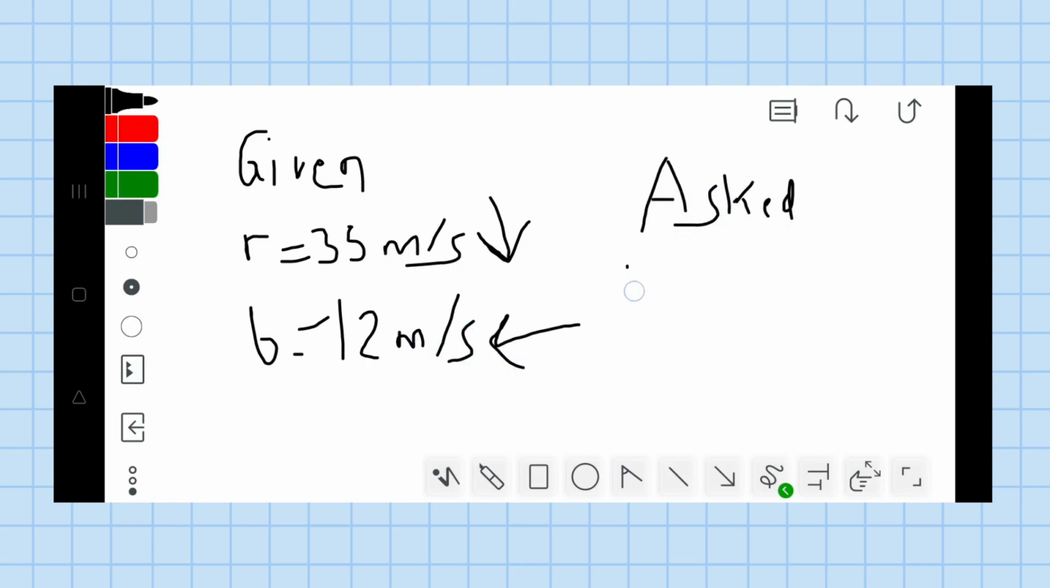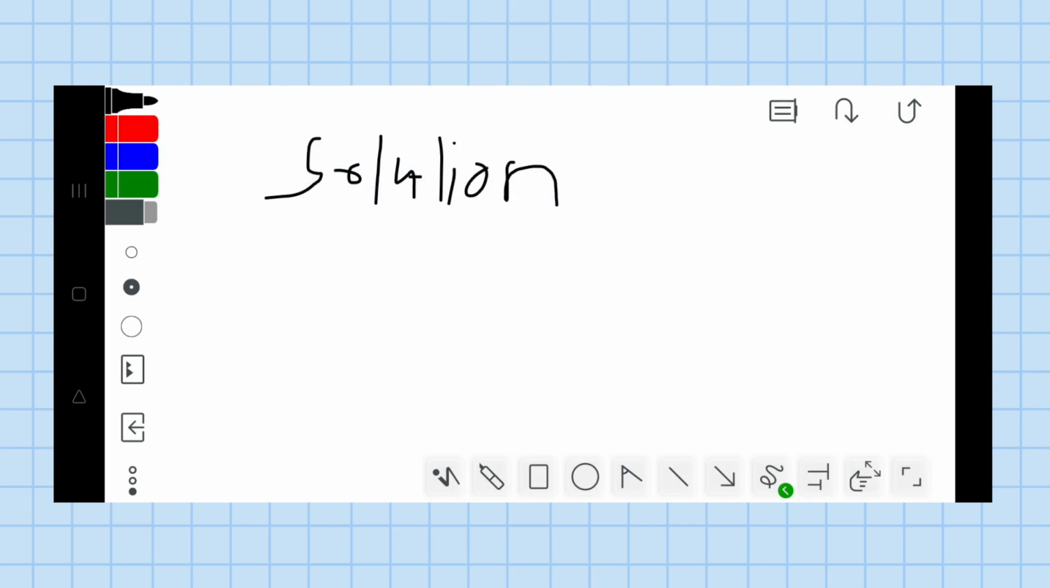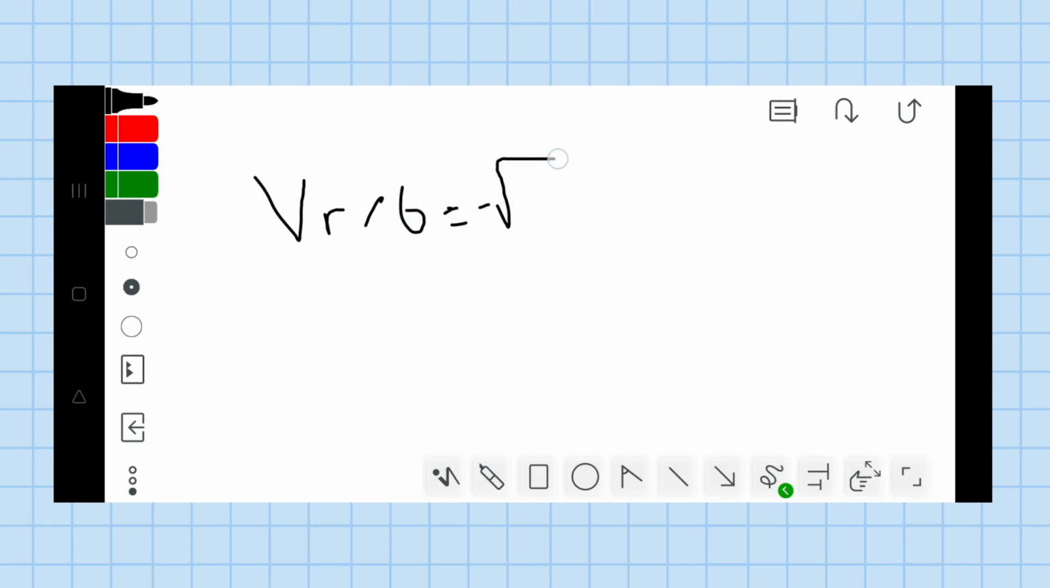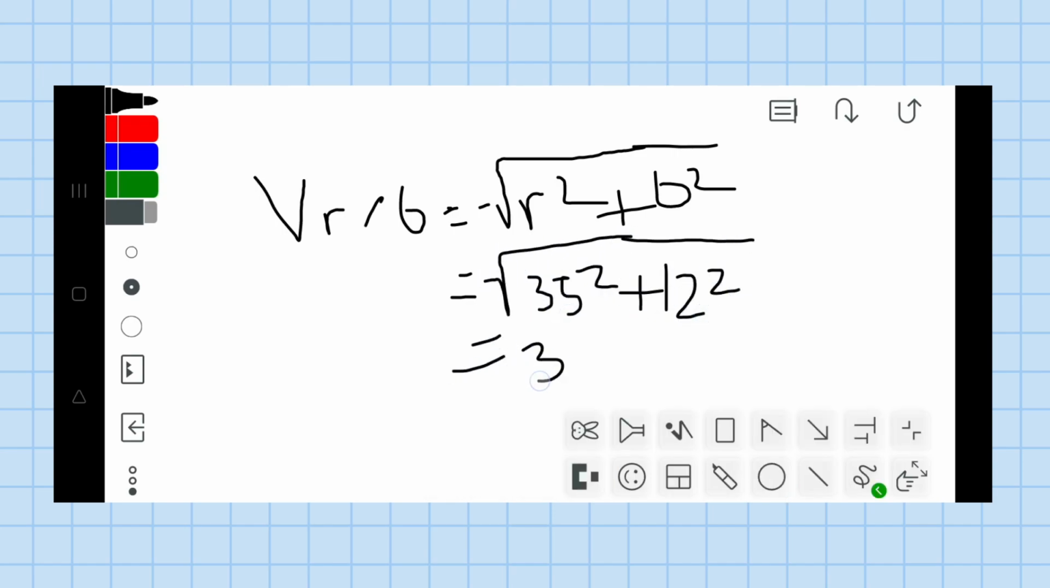For what is asked, we are tasked to find the relative velocity of the rain to the bike. From what we could see, the rain is heading downwards, while the bike is heading to the west. From this, we could tell that it is a two-dimension question. For our solution, we have to use the Pythagorean theorem. So it'll be the square root of r squared plus b squared. So just substituting these values, we'll be left with the square root of 35 squared plus 12 meters squared. Now this would be equivalent to 37 meters per second.